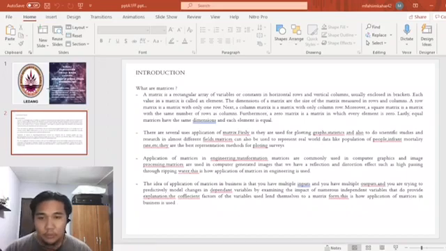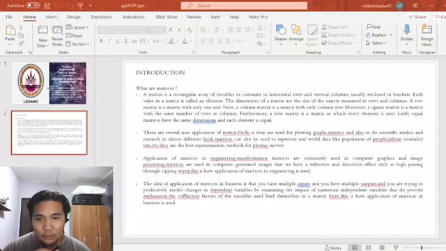Firstly, what are matrices? A matrix is a rectangular array of variables or constants in horizontal rows and vertical columns, usually enclosed in brackets. Each value in a matrix is called an element. The dimensions of a matrix are the size of the matrix measured in rows and columns.